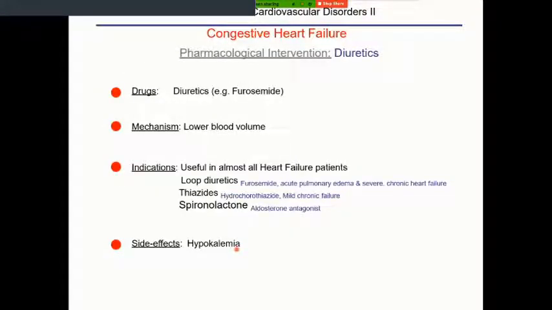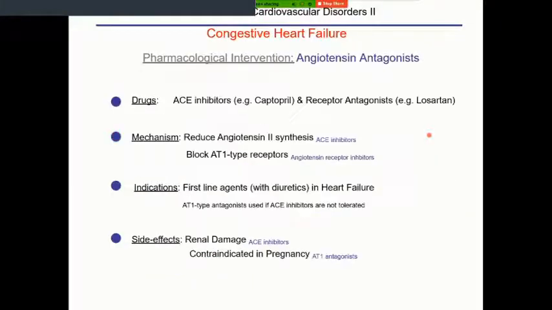On the other hand, your diuretics, for example, your furosemide, will lead to lower blood volume, and this is useful in almost all of your heart failure patients. So you can use loop diuretics like furosemide in acute pulmonary edema and severe chronic heart failure. You can use thiazides, for example, hydrochlorothiazide, for mild chronic failure, and you can use your spironolactone as an aldosterone antagonist. However, be careful with hypokalemia.